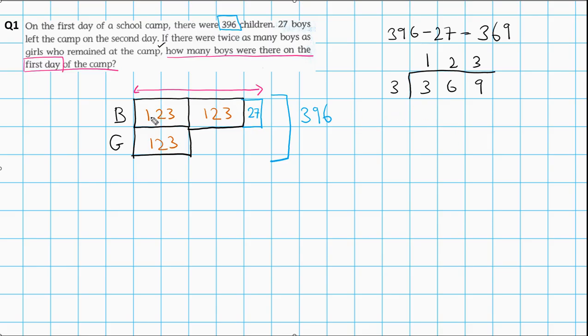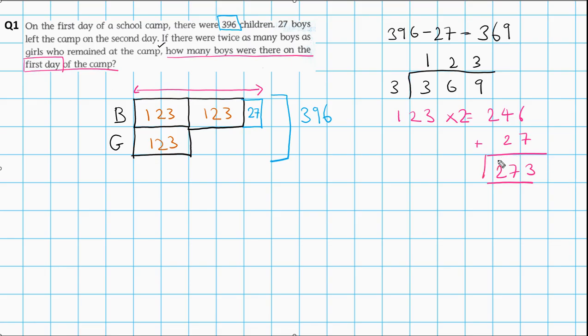So 123 times 2 is 246. So 123 times 2 gives us 246. And then we want to add the 27. So we can add the 27, and that's going to give us 273. And that's the answer to our question.